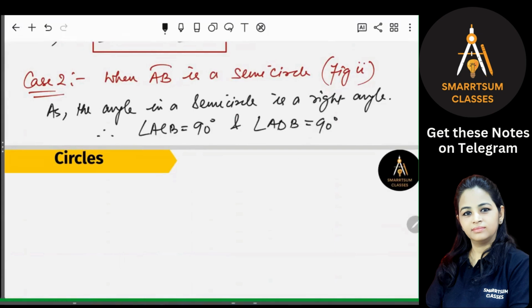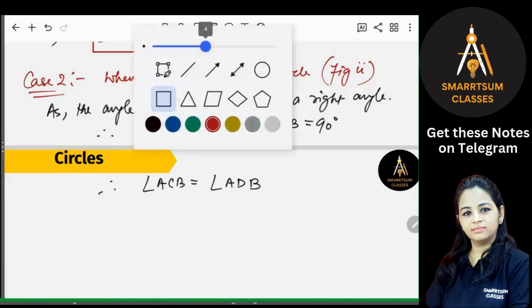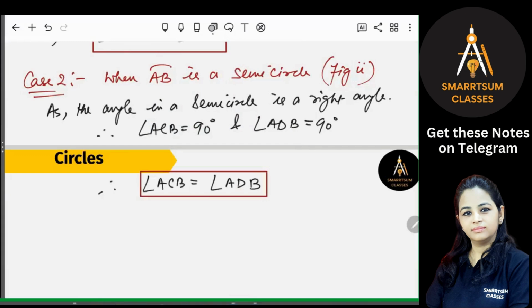So both are equal to 90 degrees. That means both are equal to each other. Yes or no? Because both are right angles. So we can say that angle ACB is equal to angle ADB, right? So again, we have proved that angles in the same segment of the circle are always equal, right? So we have proved case number 2, when we have taken that arc AB is a semicircle.